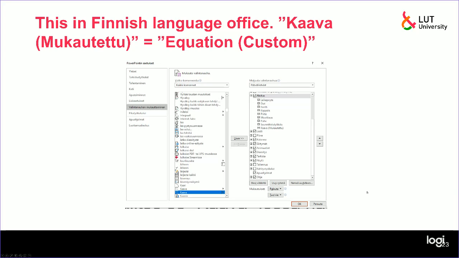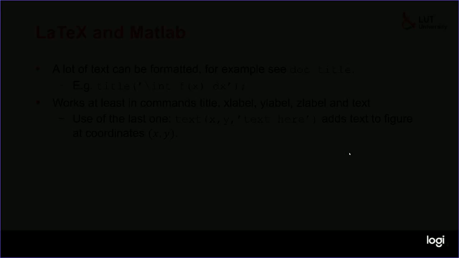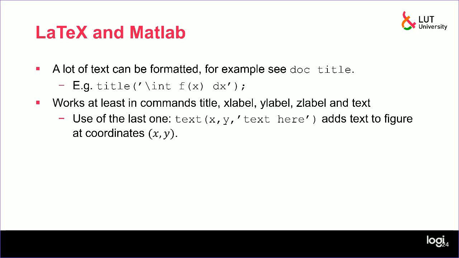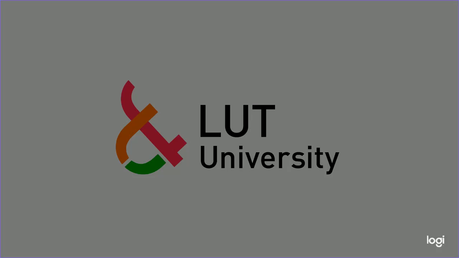So this is how it happens in Finnish language. I've added this kaava group, which is Finnish for equation. It says that it's custom, mukautettu. I've added all commands, and then I'm using this version of this equation, which has this bar in it. In MATLAB, we can also use LaTeX in titles and axis labels and text, and also in the text command.